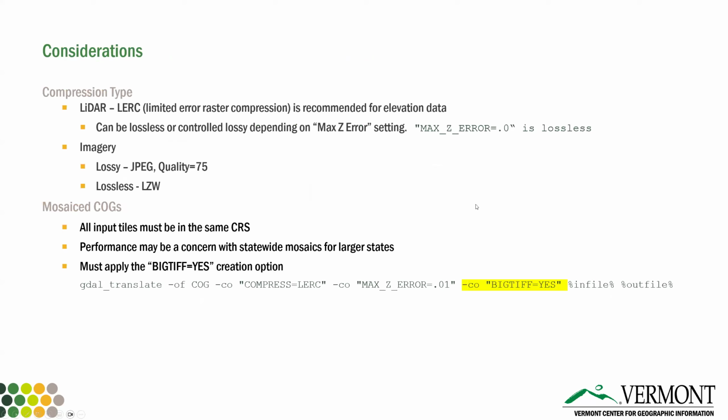Something else that's unique to Vermont, we're a small state. From what I understand, mosaic COGs at a statewide level isn't something that people are utilizing, but again, Vermont's a small state, so we can get away with things that maybe other states can't. If you did want to go the mosaic COG route, you have to use a creation option setting of BIGTIFF equals yes. So again, pretty simple.